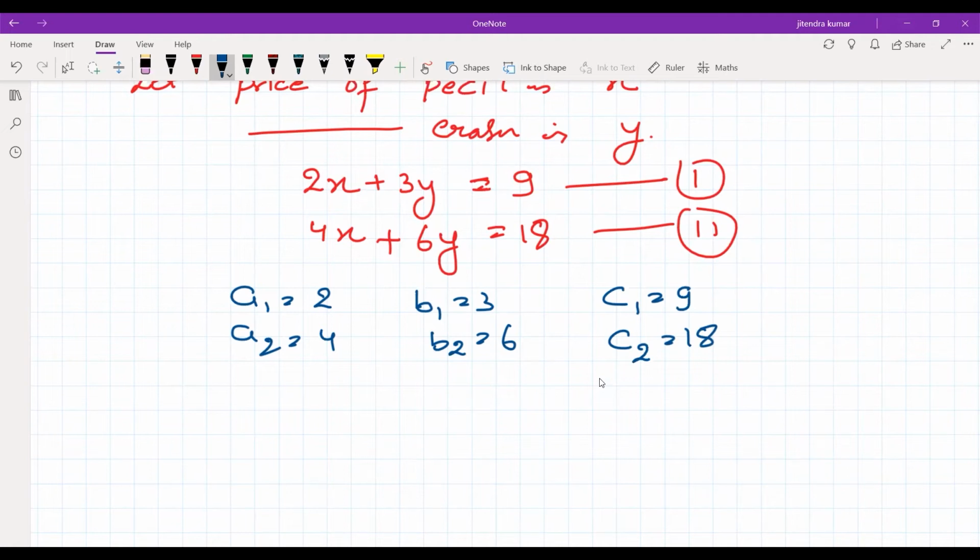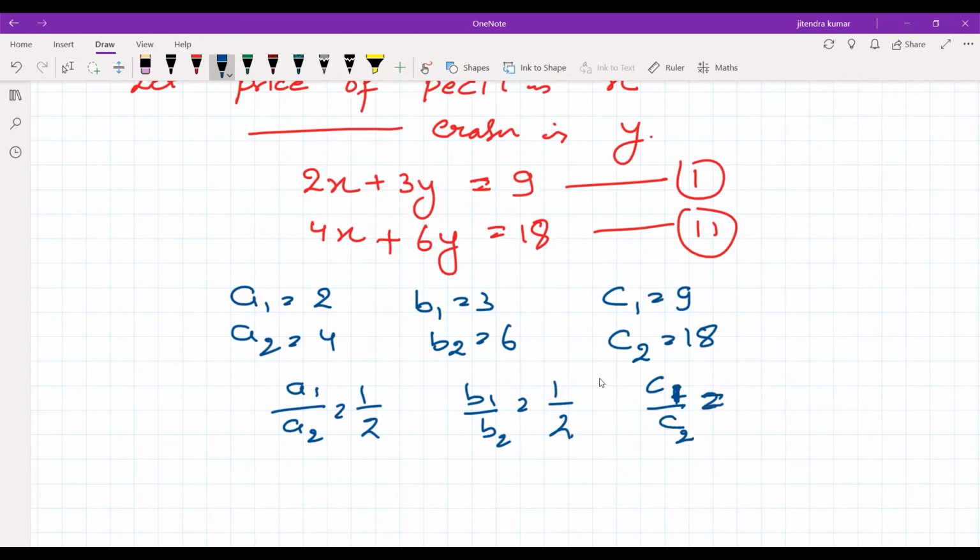If you find A1 by A2, that is 1 by 2. If you find B1 by B2, that is again 1 by 2. If you find C1 by C2, that is again 1 by 2. So in all three cases, we are getting 1 by 2. It means it is case 3. So both of these linear equations represent the same line basically. Both are going to be coincident.